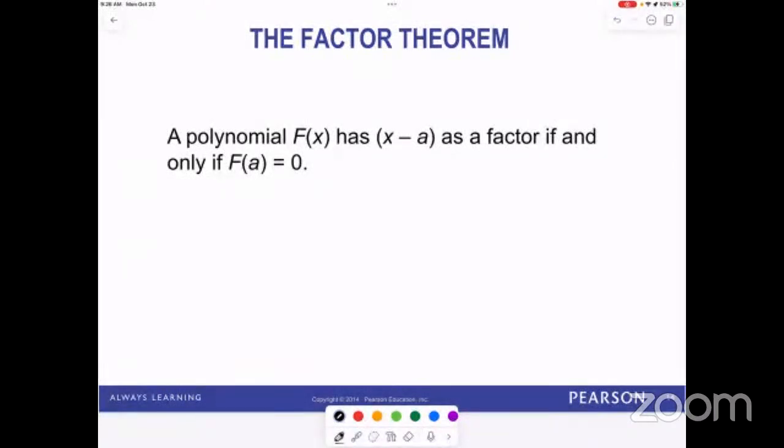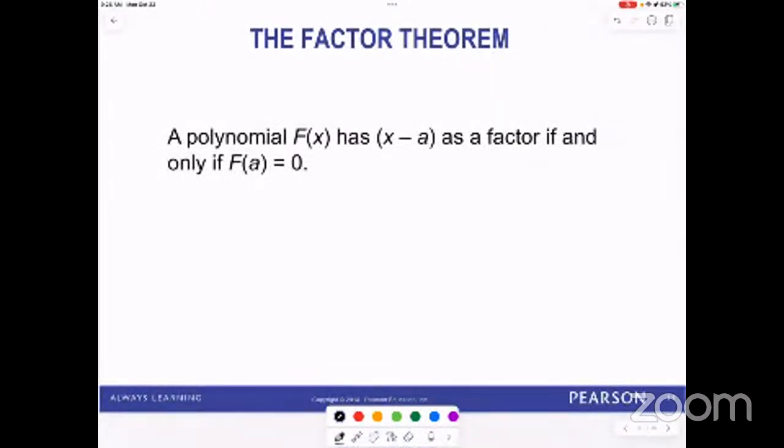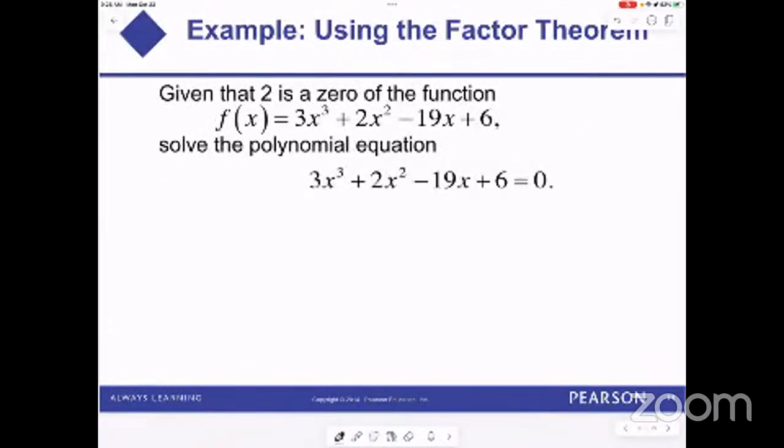Okay, so let's see this in action. View settings, single page. Okay, let's keep going. I can minimize this for now. So given that 2 is a 0 of the function, solve the polynomial equation. Right? Set it to 0. So they gave us the 0. Then what we can do is confirm that 2 is indeed a 0 of this polynomial by using synthetic division.